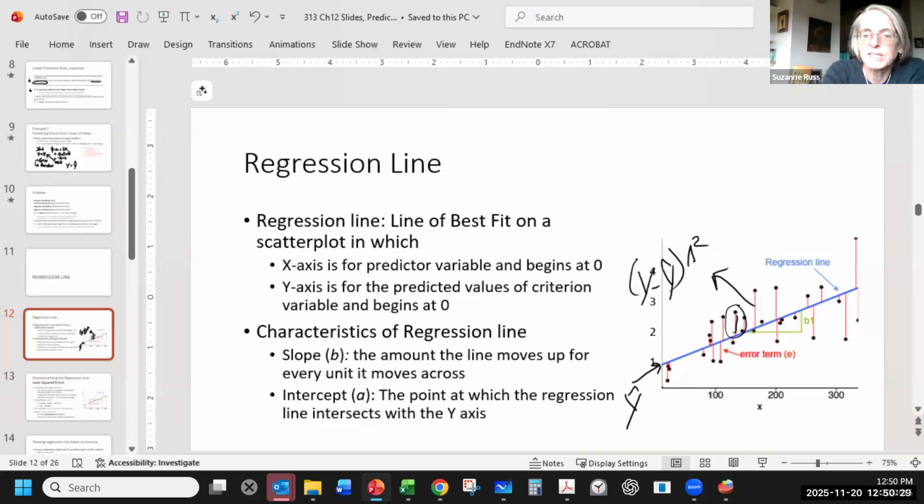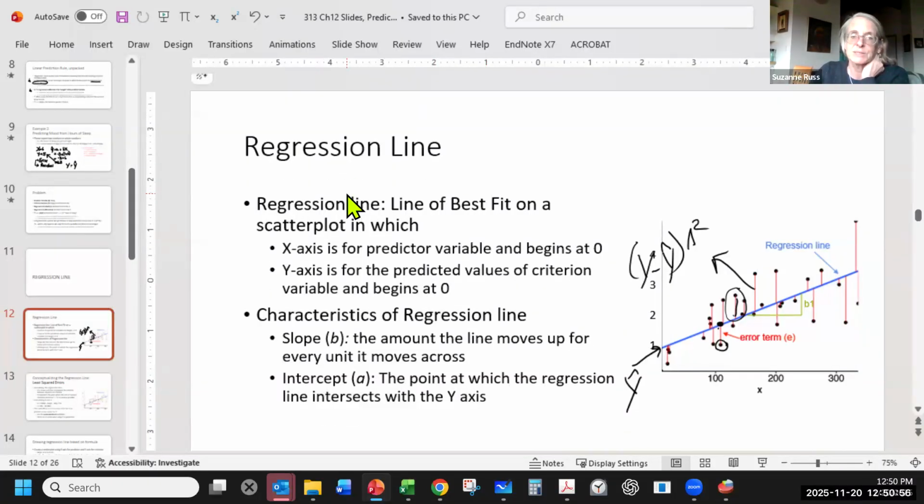And so the difference between each person's score and their predicted score, which would be here, that's the error. And we want to have the line drawn that has the least possible squared error. And so when we square it, we're making sure that those extreme values are really indicated strongly. So that's why we always square. That's one reason we always square.